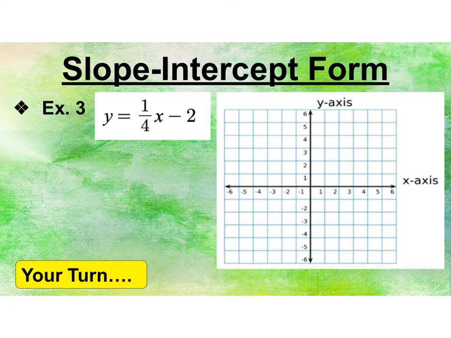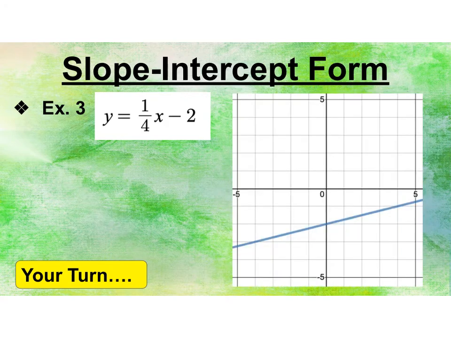Now it's your turn. Try to graph this: y equals 1/4 x minus 2. Did you get this? Let's check it. We have our y-intercept down at -2. I have my slope of 1/4, so I go up 1, over 1, 2, 3, 4 to the right, and that is correct.